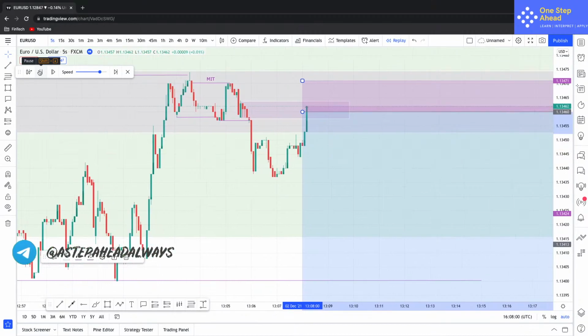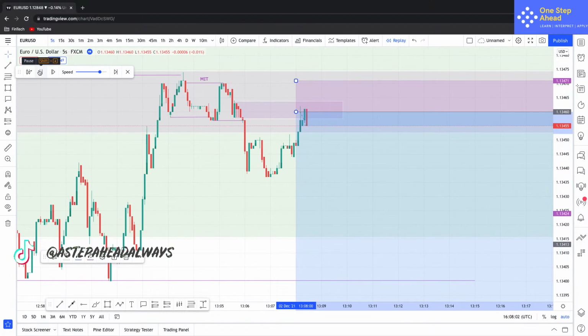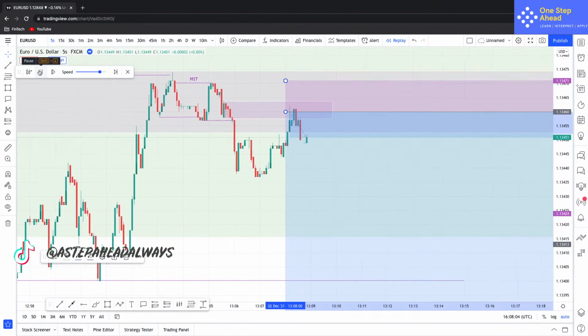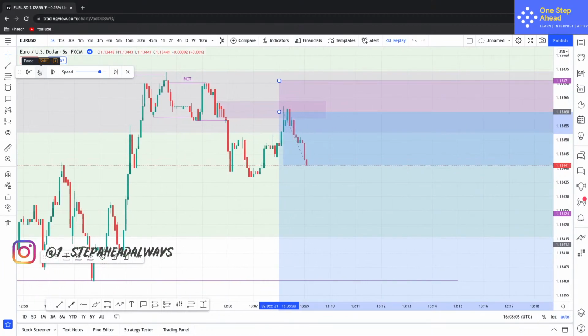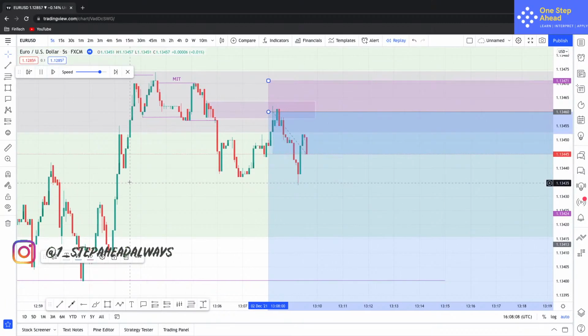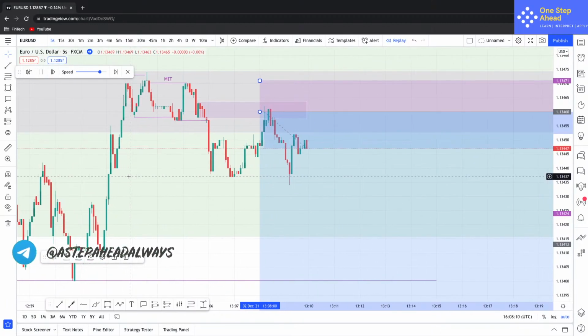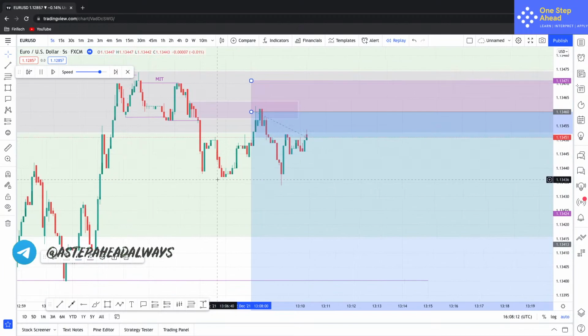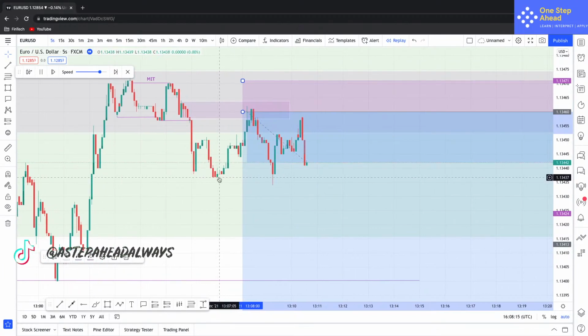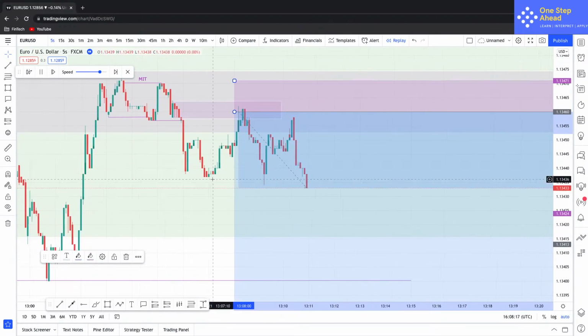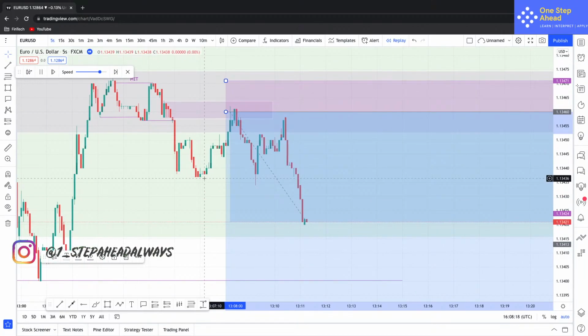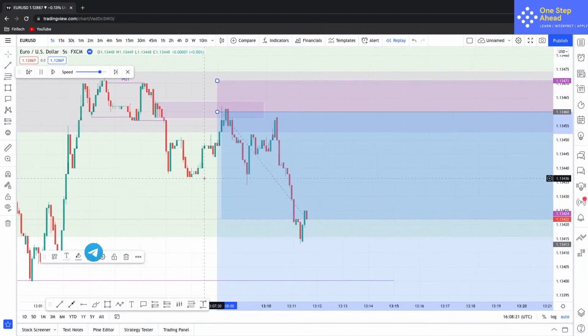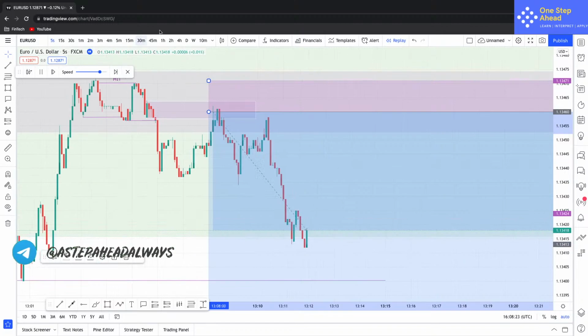I know why it is slow, but it got triggered there perfectly, and we are instantly in profit. Now as soon as it breaks this one, I'm going to go break even. So that's the trade management, right? I think I already talked about this. So you are break even in a few seconds, actually less than a minute, right?